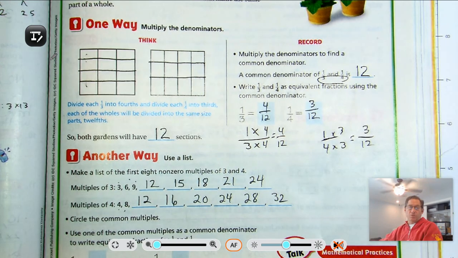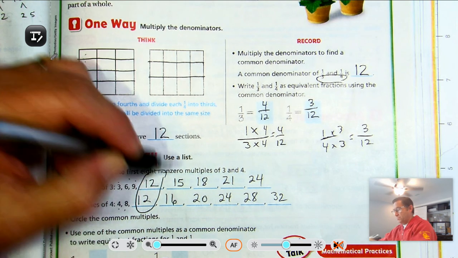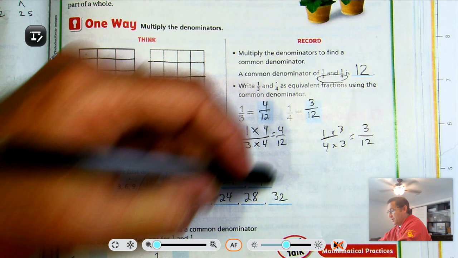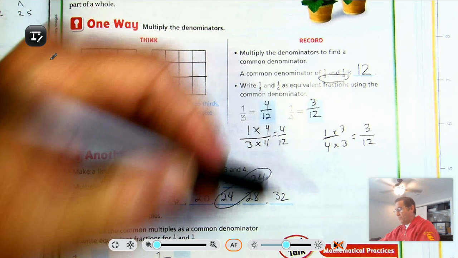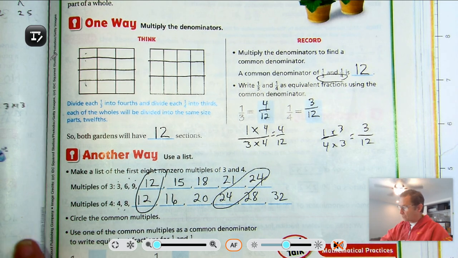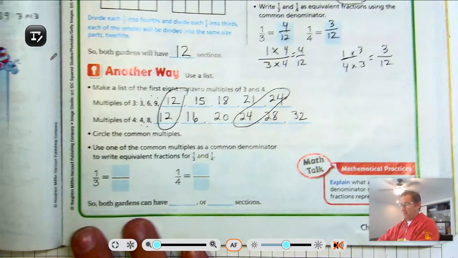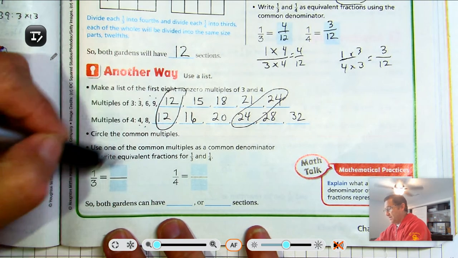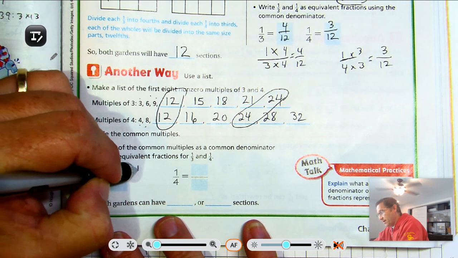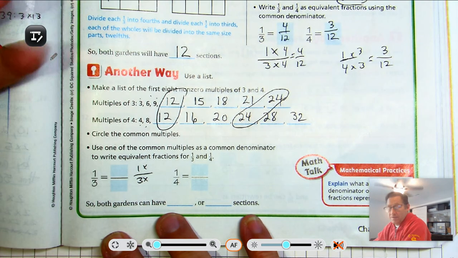Now circle the common multiples. Well, 12s are in common. 24 is in common. Okay. And so use one of those common multiples as the common denominator. So let's see. Let's say I wanted to use 24 as the common denominator, because all I have to do is have a common denominator.